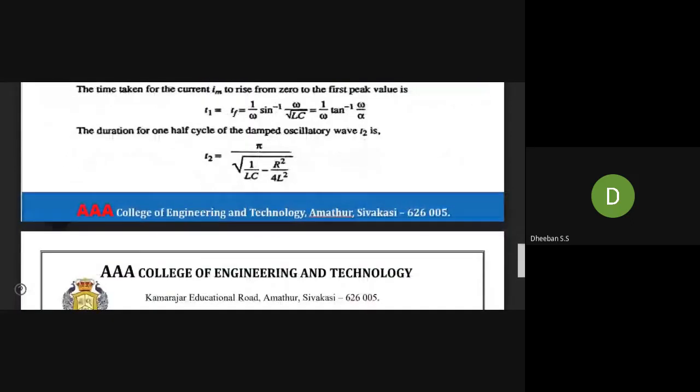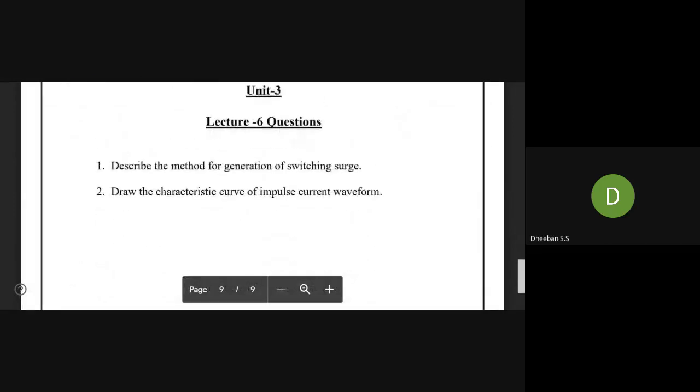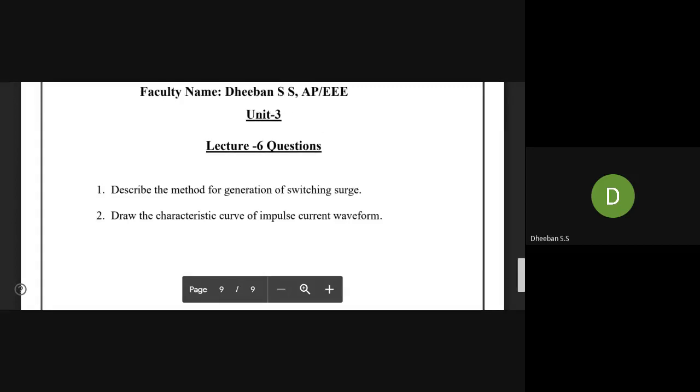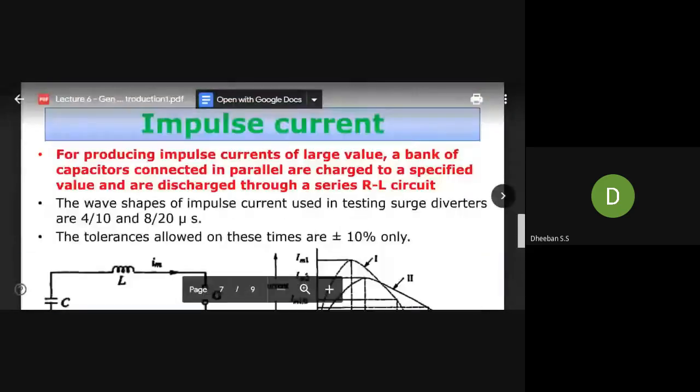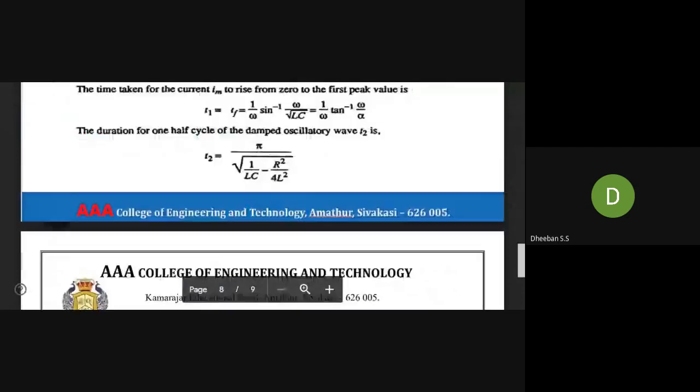The possible questions you can expect are the methods of generation of your switching surge. The second important question you can expect is the characteristic curve of your impulse current waveform. Many of you make the mistake of drawing the impulse current waveform but marking the axes wrongly. On your x-axis is only the time period, as in the impulse voltage waveform also, but on the y-axis you will mark your current.